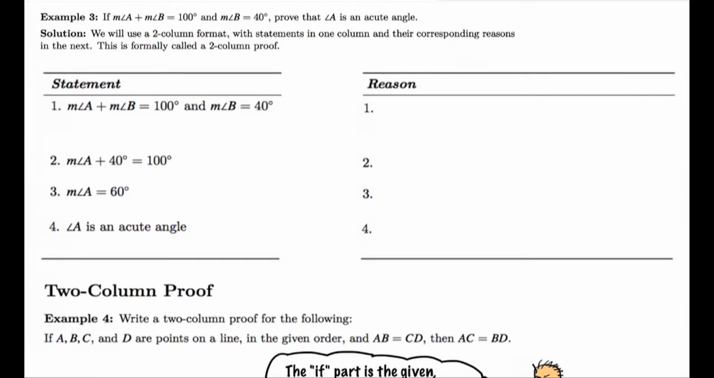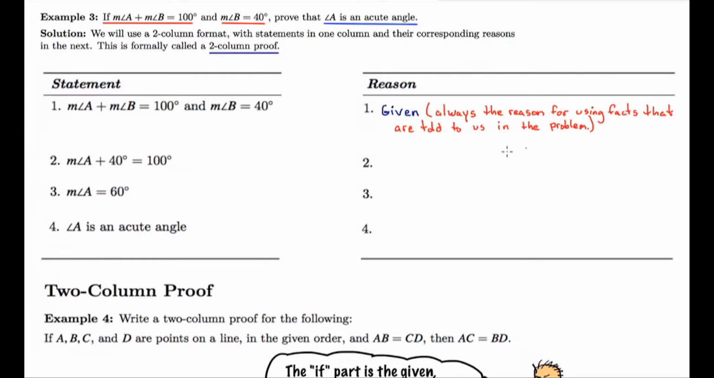Okay, in example 3, if the measure of angle A plus the measure of angle B is 100 and the measure of angle B is 40, prove that angle A is an acute angle. So we're going to use a 2-column proof here with the statement on the left and the reason on the right in order to make this proof. Okay, so our first statement is a given statement that we see in the problem. The measure of angle A plus the measure of angle B equals 100 degrees and the measure of angle B equals 40. So usually that first reason is always given.